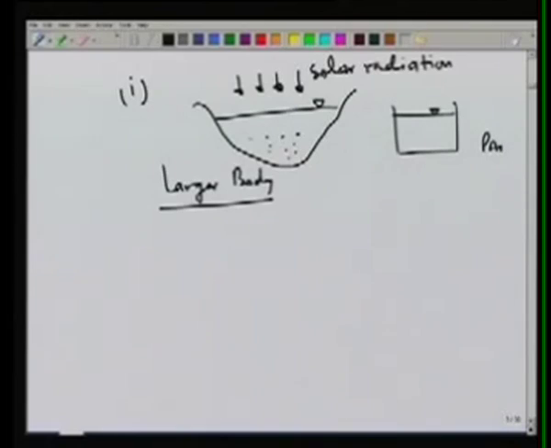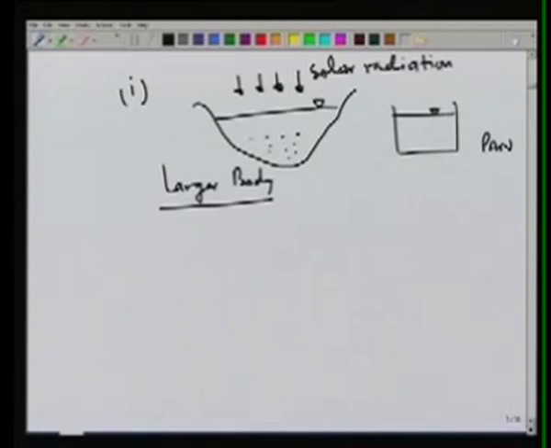But for a small pan, radiation will be available for evaporation, and therefore the pan evaporation will be larger than lake evaporation. So effect of the size, or you can say heat storage within the body, causes pan evaporation to be larger. So EP will be larger than EL because of the storage capacity of the body.